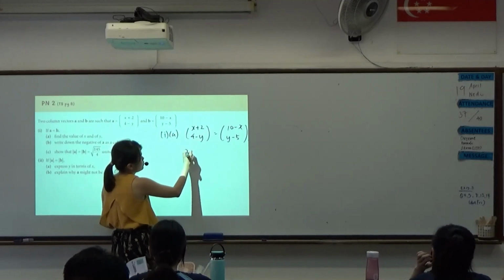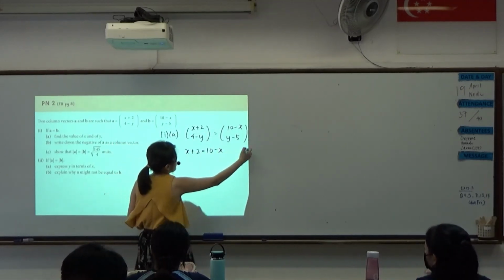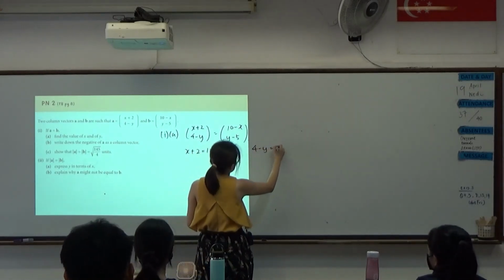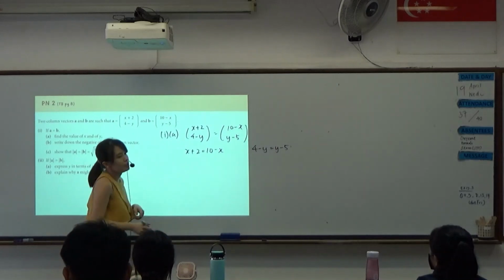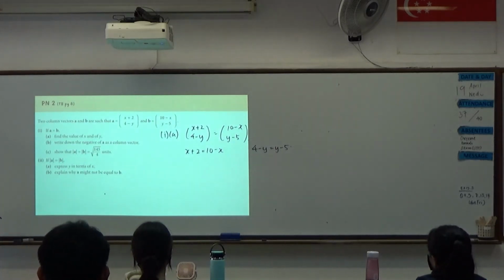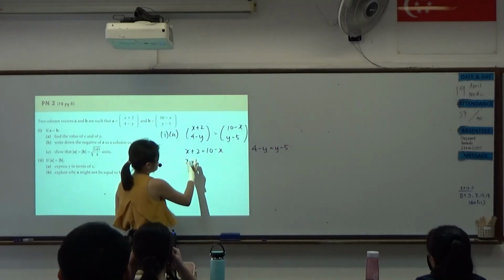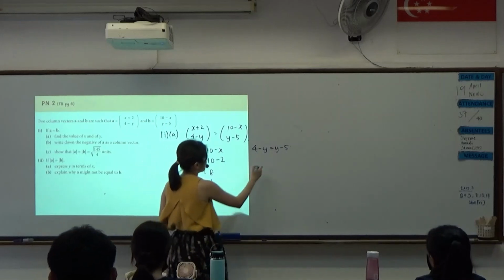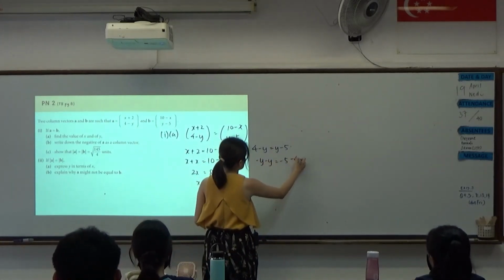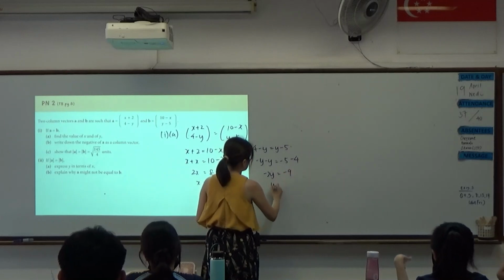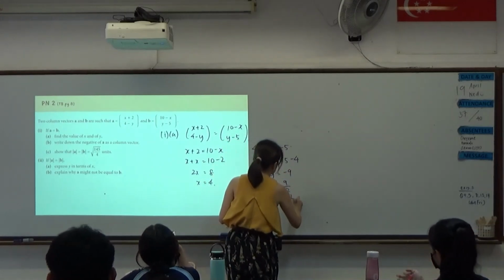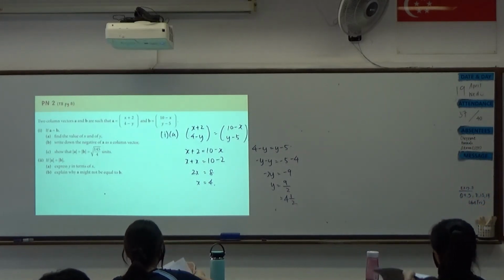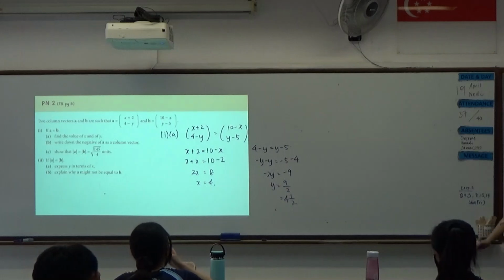So the x component will be equal to each other. Likewise, the y component will be equal to each other as well. Solving these two equations will help us to find out the value of x and y. So we get that x is equal to 4 and y equals to 4.5. So that's how we solve part A.